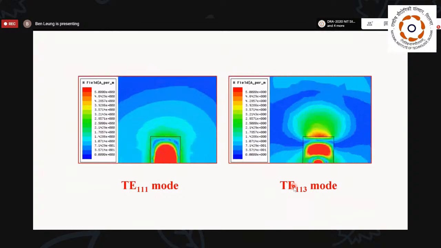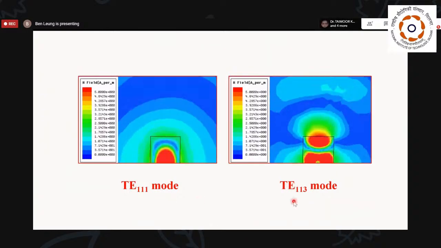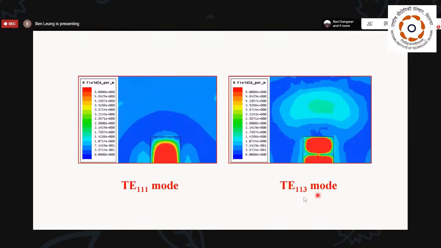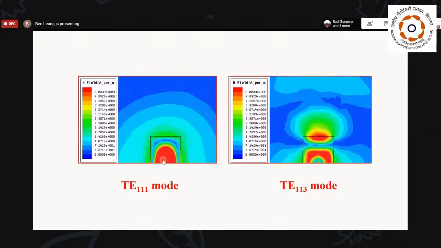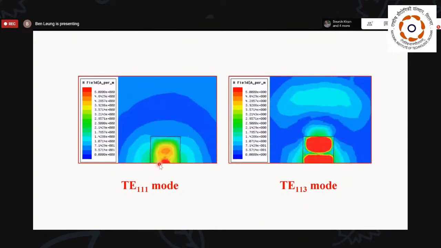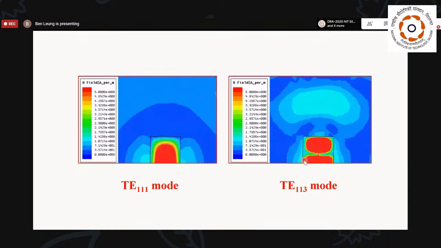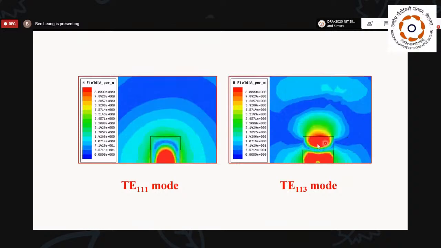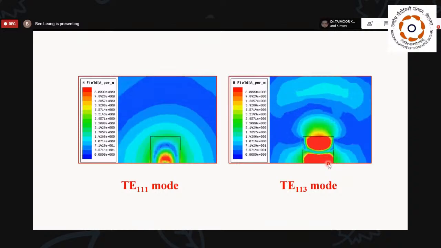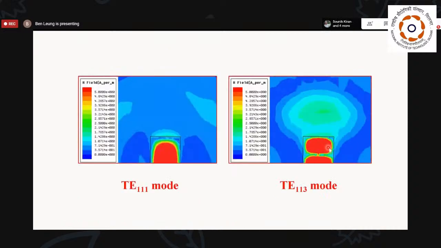These are animations for the TE111 mode field and also the TE113 mode field. We can see that for the fundamental mode, we have only one half pattern, but for the higher order 113 mode, we have one full loop here and one half loop here. If we look at the center, we have one full loop and one half loop, as shown in this animation.